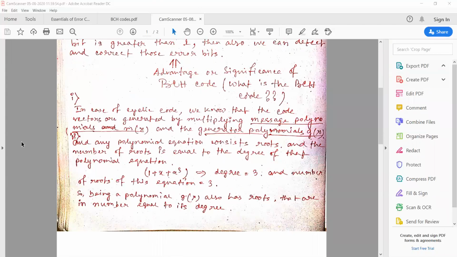Now in case of cyclic code, we know that the code vectors are generated by multiplying the message polynomial and the generator polynomial. So we were considering the message polynomial, that is m(x), and g(x). The multiplication of m(x) and g(x) will generate the code polynomial, right? The generator polynomial also has roots. Okay, so we will consider these roots and how we can use them in correcting and detecting the received code.